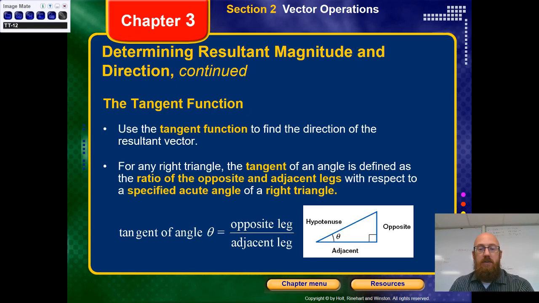The tangent function. If you do not know SOHCAHTOA, take a time and Google it. We'll go through it real quick. Example, tangent is the opposite leg over the adjacent leg to get the angle on the hypotenuse.